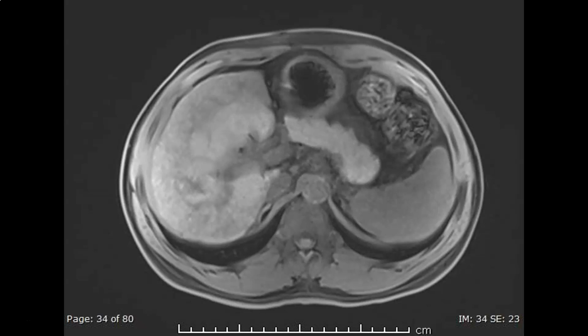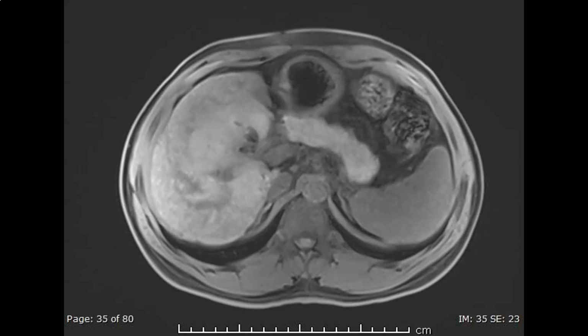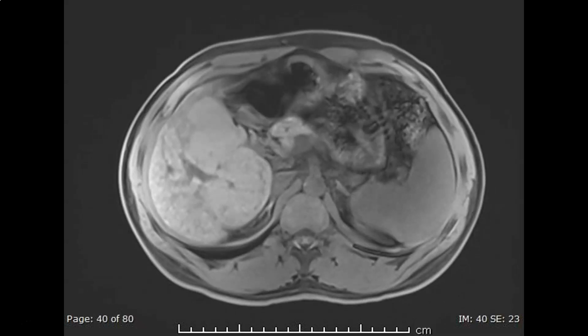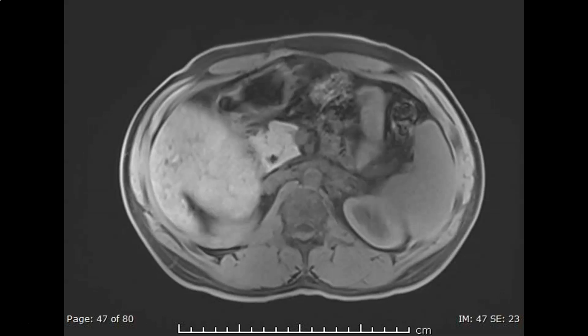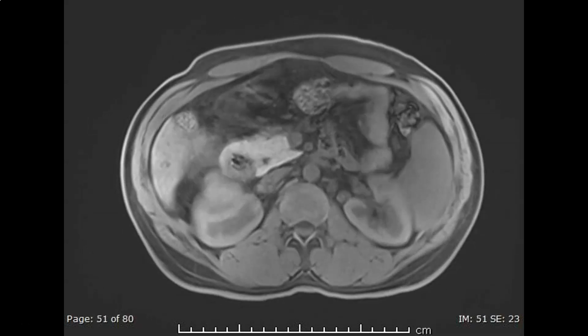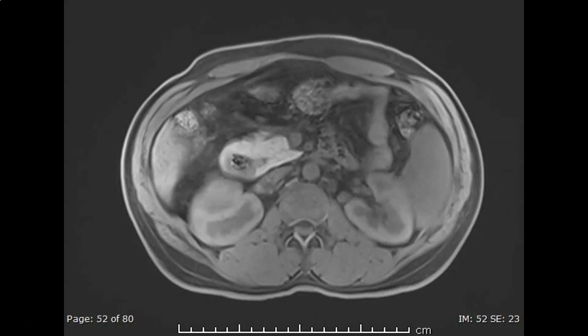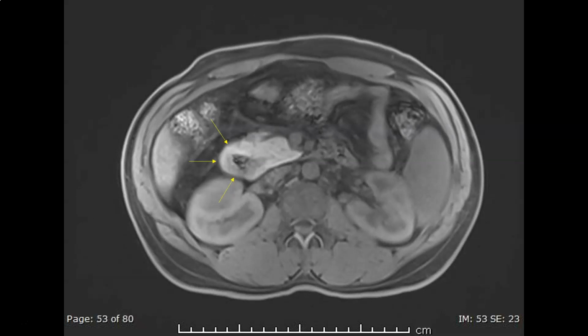So this is a case of annular pancreas, and we appreciate the same findings here on the transverse fat-saturated T1 weighted images, as I said, because of the very high signal intensity of the normal pancreas. This is the common bile duct and gastroduodenal artery at the pancreatic head. And here we see the pancreas as it forms a complete ring around the duodenum. The ring is at its thinnest part posteriorly.